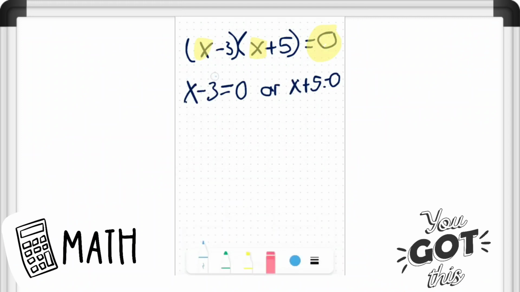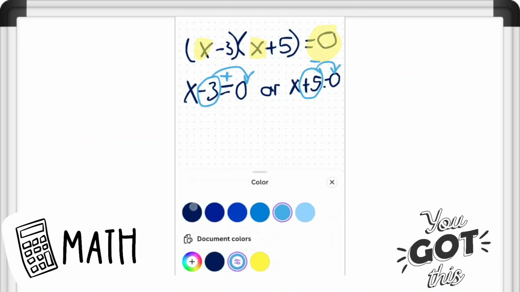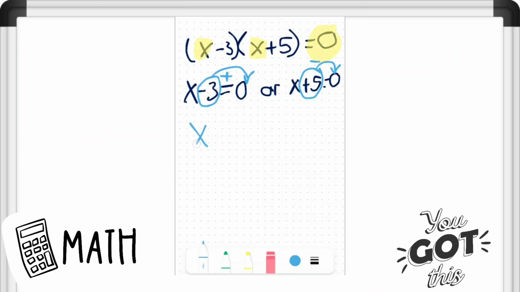We're going to take the -3, put it on the other side. Because it's negative, it will become positive. And the positive 5, if we throw it over, it will become a negative. So how this equation will look, so x is equal to +3 or x is equal to -5. And you must state that all.